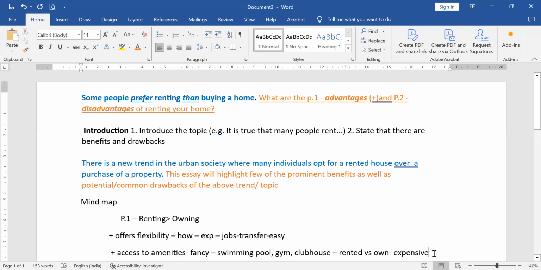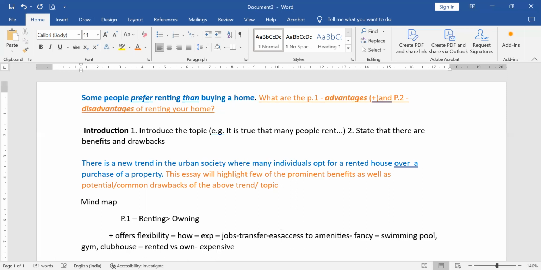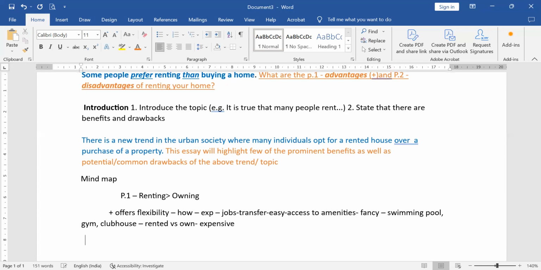But don't you think there are more reasons to rent than own, other than flexibility and amenities? We can pay a fixed amount of rent. I think the financial reasons. It is financially easy, comfortable, and convenient for people.